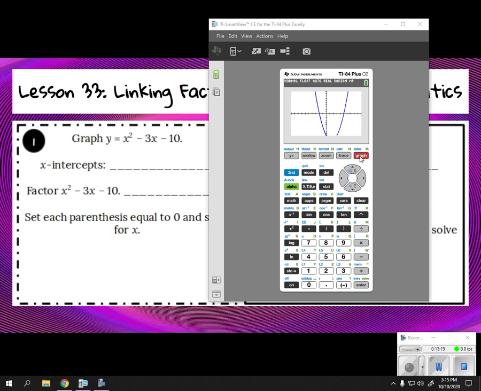So what we're going to do is hit the blue button and hit trace. And we want the 0, so we want the second selection. We're going to have to choose, and it doesn't matter which one we choose first. I'm going to do the left 0. So you get asked these questions by the calculator. If you notice down here, it says left bound.